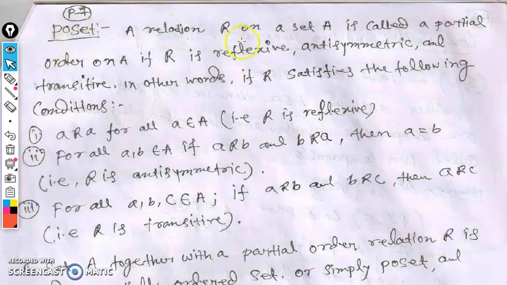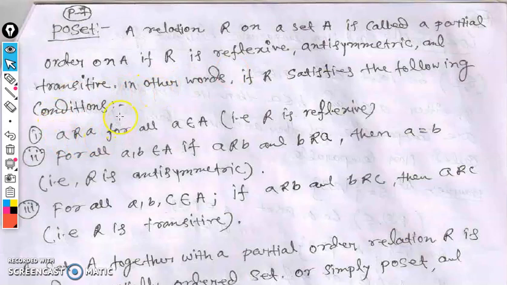A relation R on a set A is called a partial order on A if R is reflexive, anti-symmetric and transitive. In other words, R satisfies the following conditions. Here we again remember all the concepts. In the last lecture, we introduced the equivalence relation, that is the RST relation: reflexive, symmetric and transitive. Here the relation is reflexive, anti-symmetric and transitive.